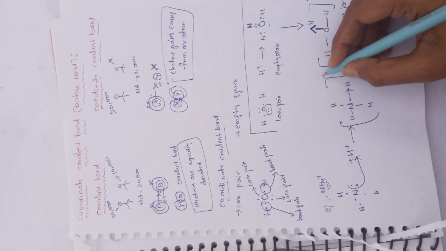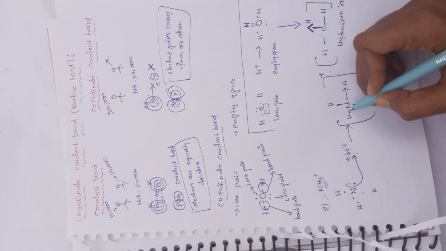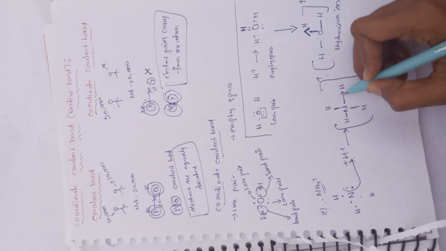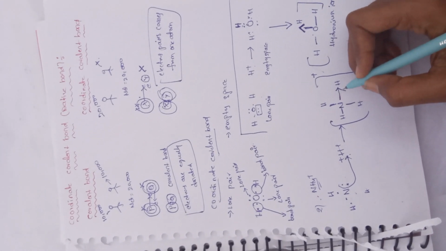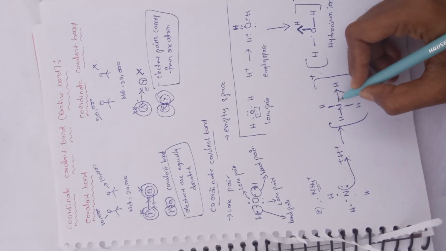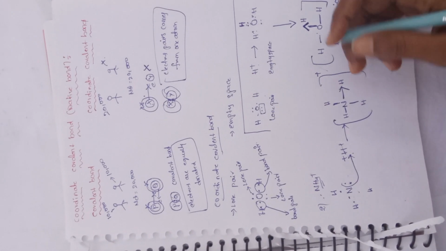So this is the coordinate covalent bond. This is a covalent bond, this is a covalent bond, this is a covalent bond. This is only for the coordinate covalent bond, and this coordinate covalent bond is represented by an arrow mark. So this is the ammonium ion.